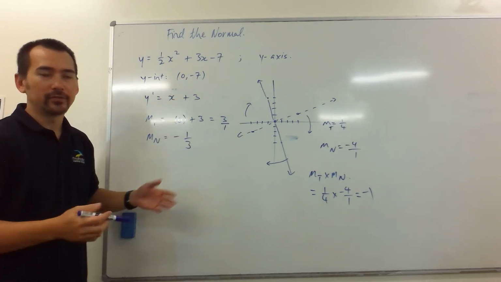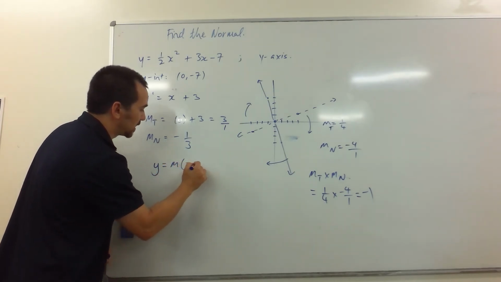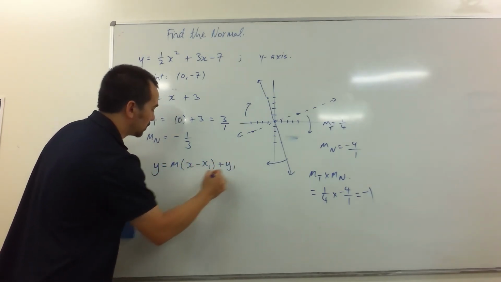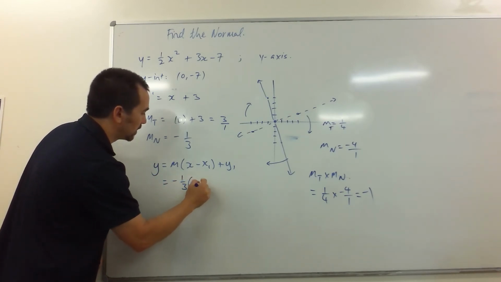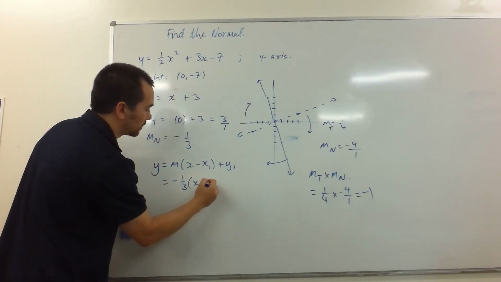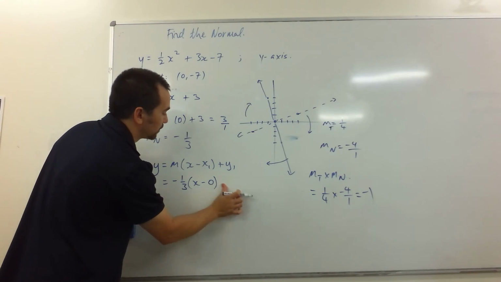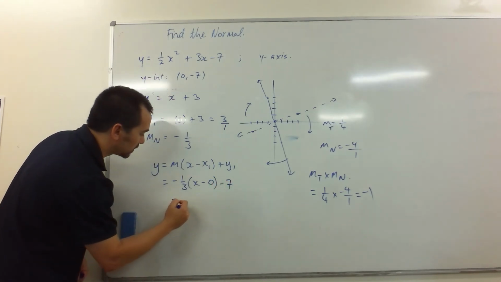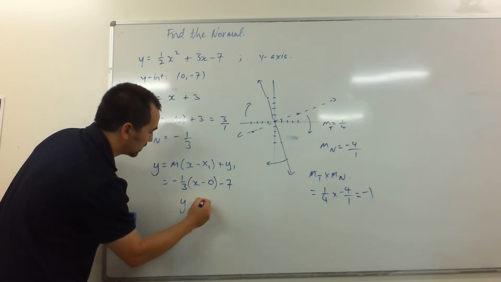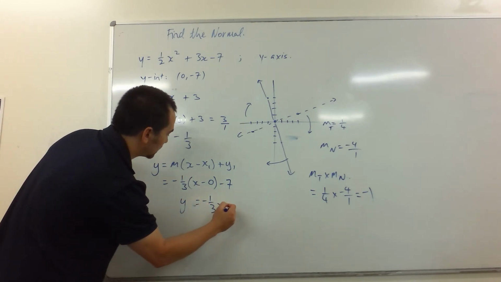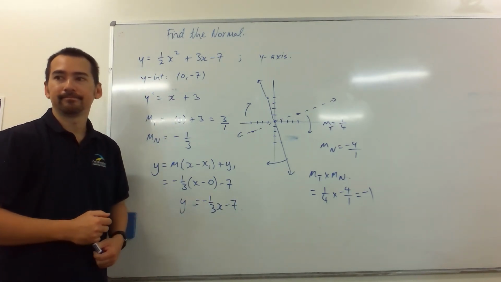So we have the coordinate, we have the gradient. We're ready now to solve the equation, which starts off with m times x minus x1 plus y1. M is negative 1/3, x1 is 0, and y1 is negative 7. So we're done now. Negative 1/3 x minus 7. That's it? Yeah.